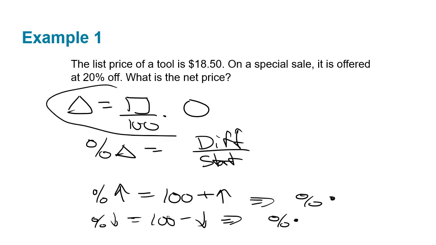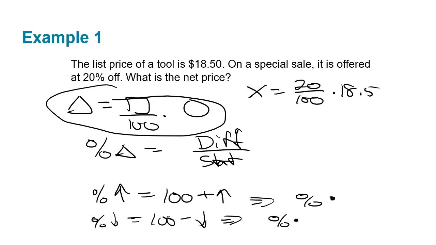But basically, we're going to find out that it's going to be so easy to do everything with this simple idea. So for instance, with this question, it says the list price of a tool is $18.50. On a special sale, it is offered at 20% off. What is the net price? Okay, well, we can figure out what is 20% of $18.50? And that's going to give us the discount. So we can do that math and figure out what the markdown is.